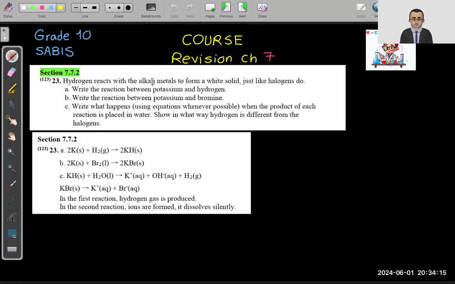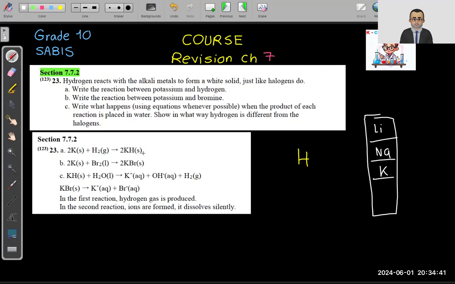So hydrogen reacts with the alkali metals. This section is specifically talking about hydrogen. It reacts with alkali metals to form a white solid, just like halogens do. So if you react hydrogen with any of the elements from group 1, what happens? We know that group 1 elements, called alkali metals, like Li, Na, potassium, any of them, react with hydrogen and form a white solid. So these are all white solids.